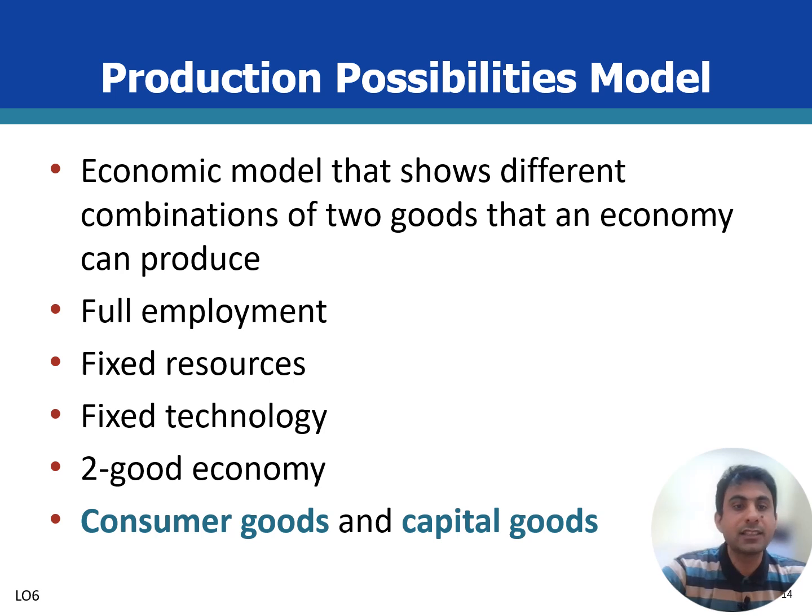And the next is full employment. The production possibility frontier also assumes the full employment of the resources, meaning all the available resources, all the land, all the capital, all the labor are fully utilized to produce goods and services within a country. This assumption allows the model to focus on trade-offs between different combinations of the output.